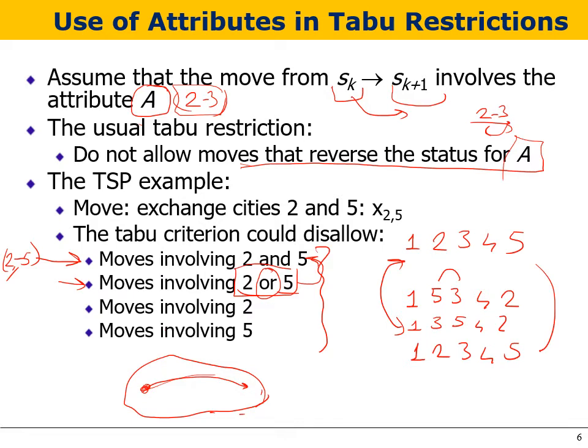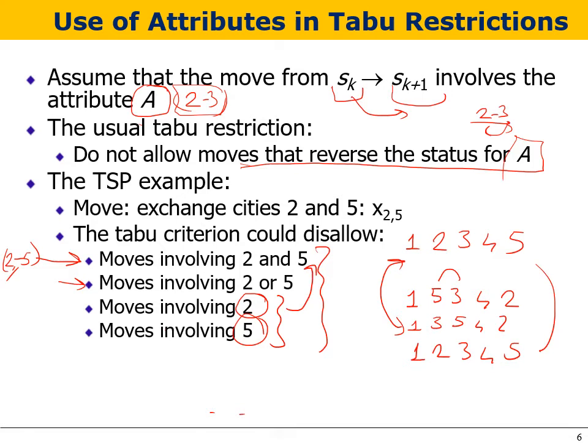What else? Instead of forbidding 2 or 5, I can just forbid the moves involving only 2. And if I do this, I will allow exchanges with 5 but not 2. So this will avoid me from returning back. Or I can forbid the moves involving just 5 similarly. Again, these two are more restrictive than this one, but less restrictive than this one.